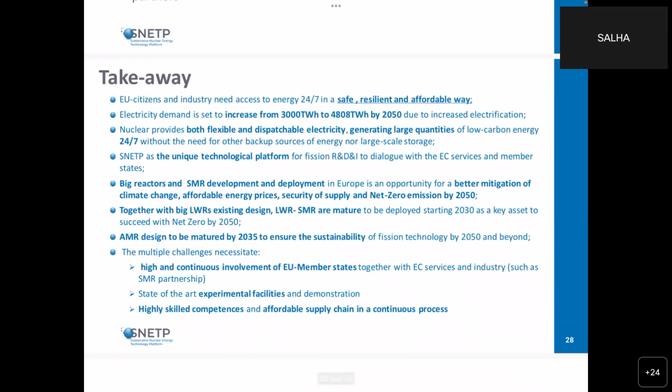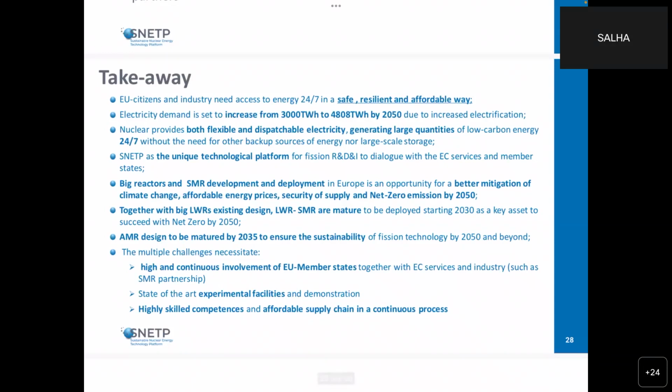But nuclear could provide significant help as it is flexible, dispatchable, and can generate large quantities of low carbon energy without any backup source, without any storage, and on very small territories. I mean, it does not require, like PV, for example, large space in order to build a farm. So it is going to bring a significant part. So I think that those three points are really the key ideas for the future.